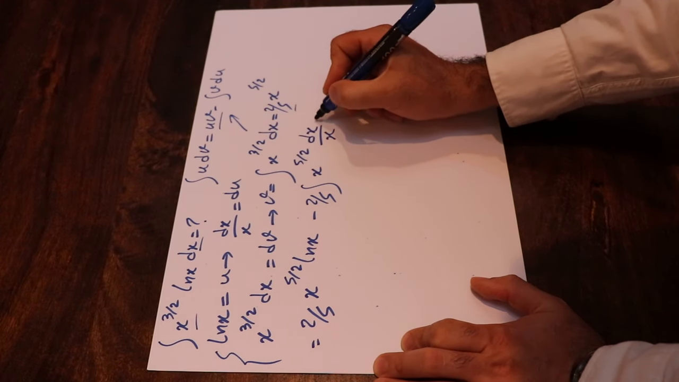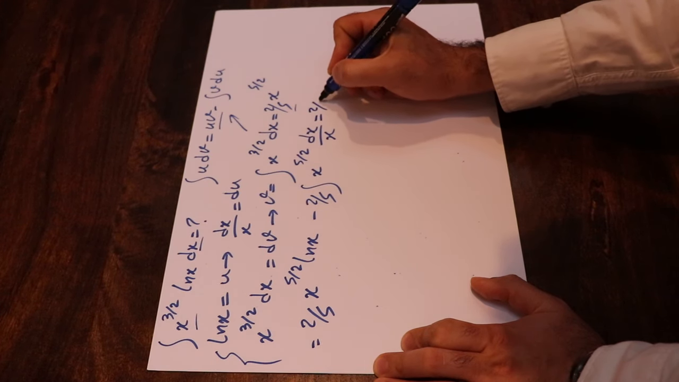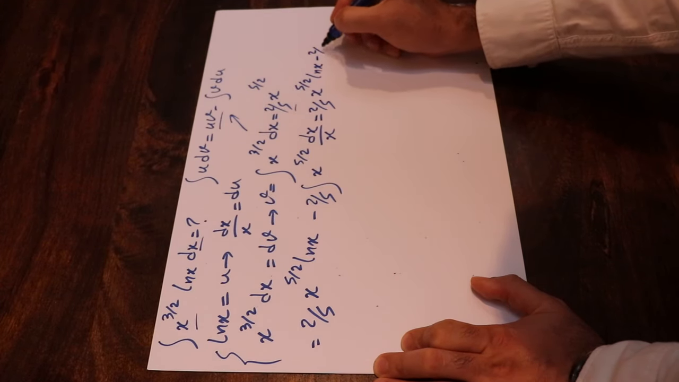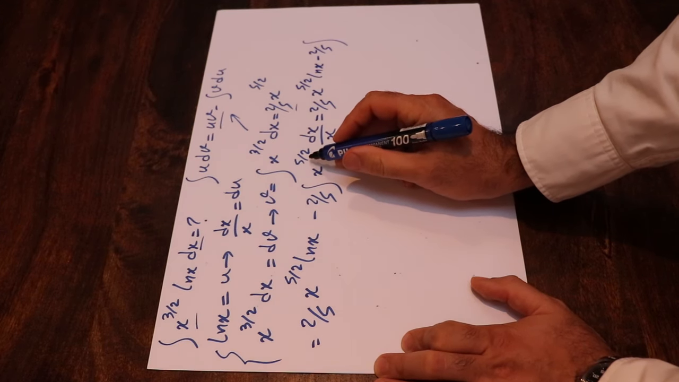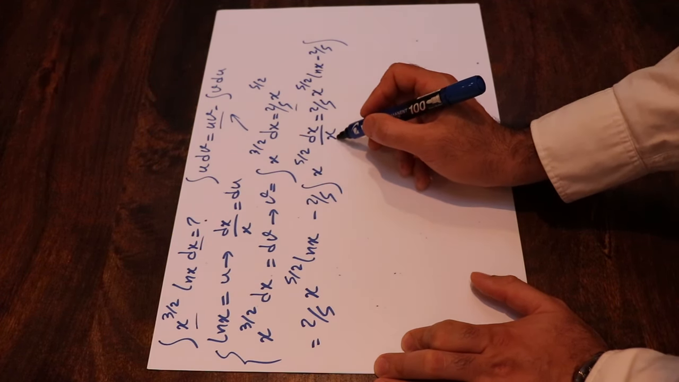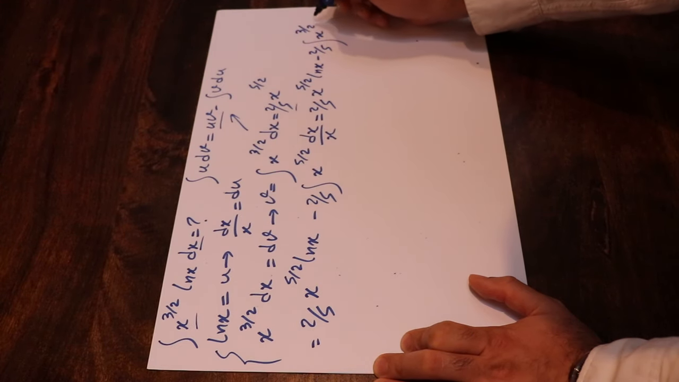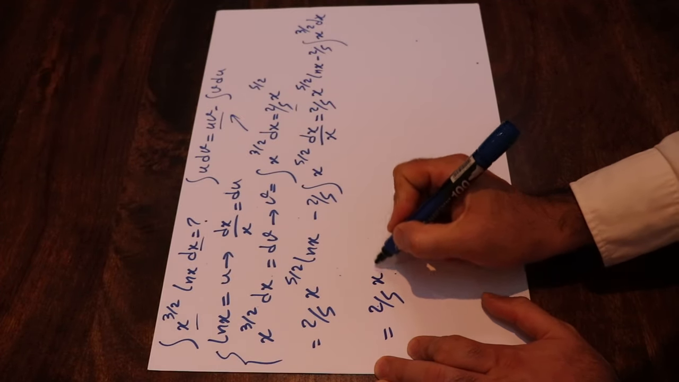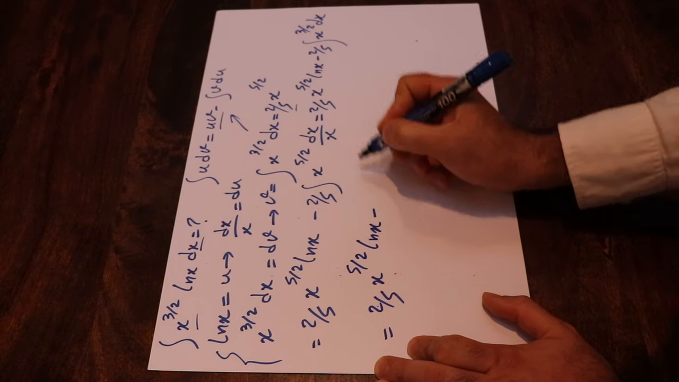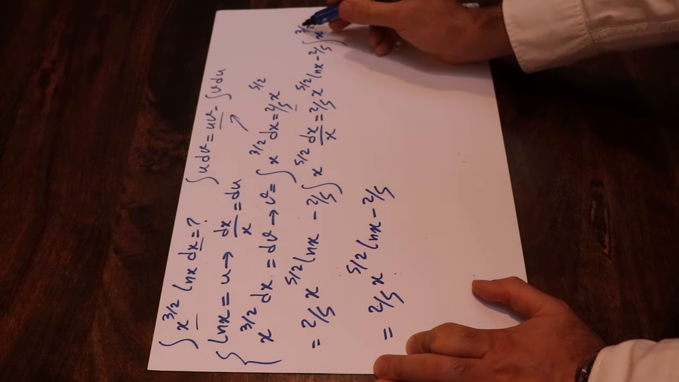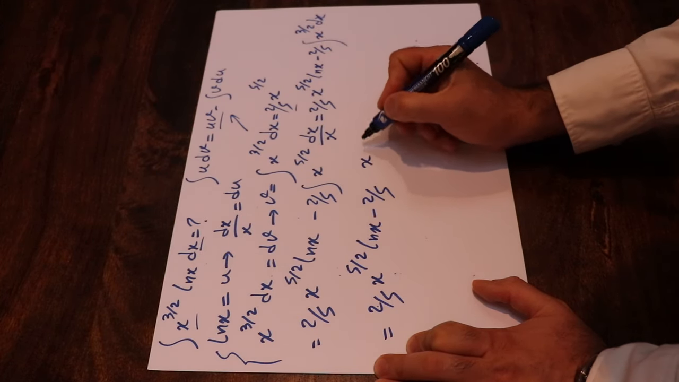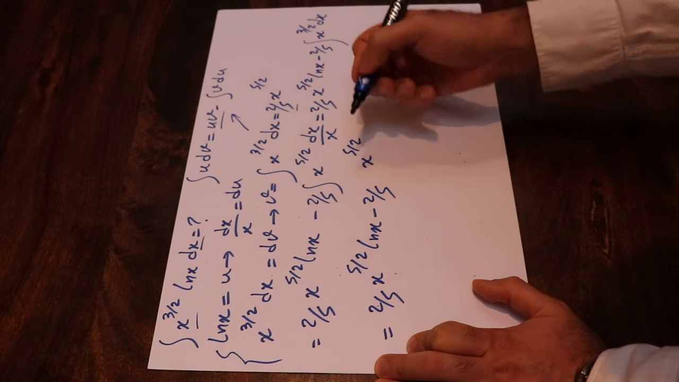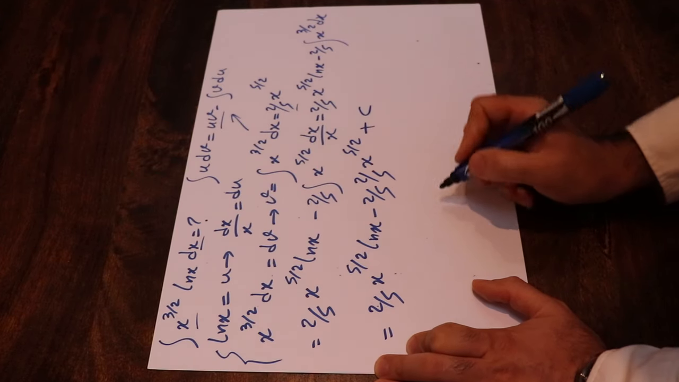So this will be equal to 2/5 x^(5/2) ln x minus 2/5 times the integral of x^(5/2) divided by x, which is x^(3/2) dx. Now the integral of x^(3/2) will be x to the power of 3/2 plus 1, which is 5/2, divided by 5/2, and the inverse of that is 2/5, plus c, which is the constant of the integral.